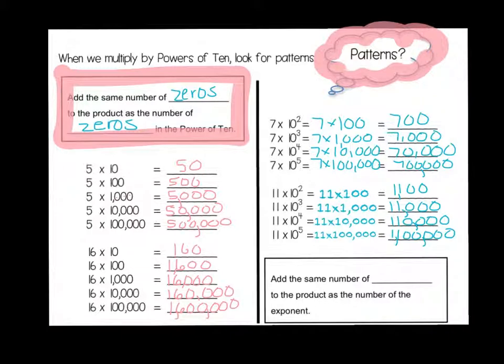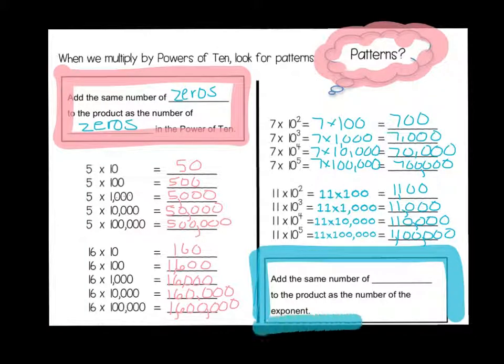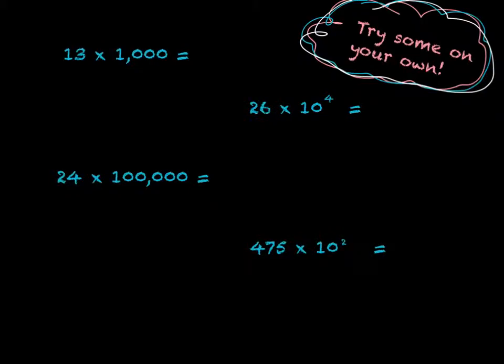So if you look down below at my reference box, I'm going to fill in my answers. It's similar to before. It says add the same number of zeros to the product as the number of the exponent. In the space below, you'll find 4 problems. Pause the video and try them on your own.